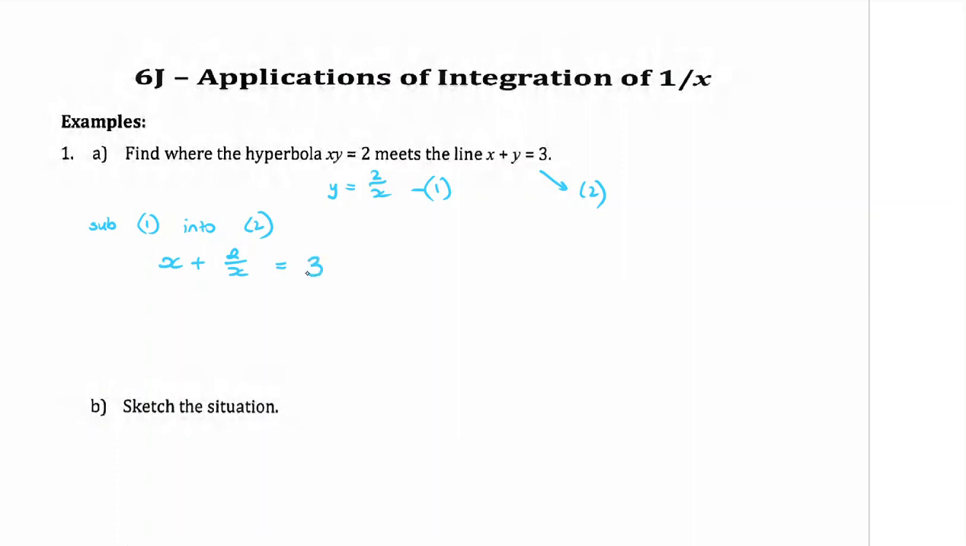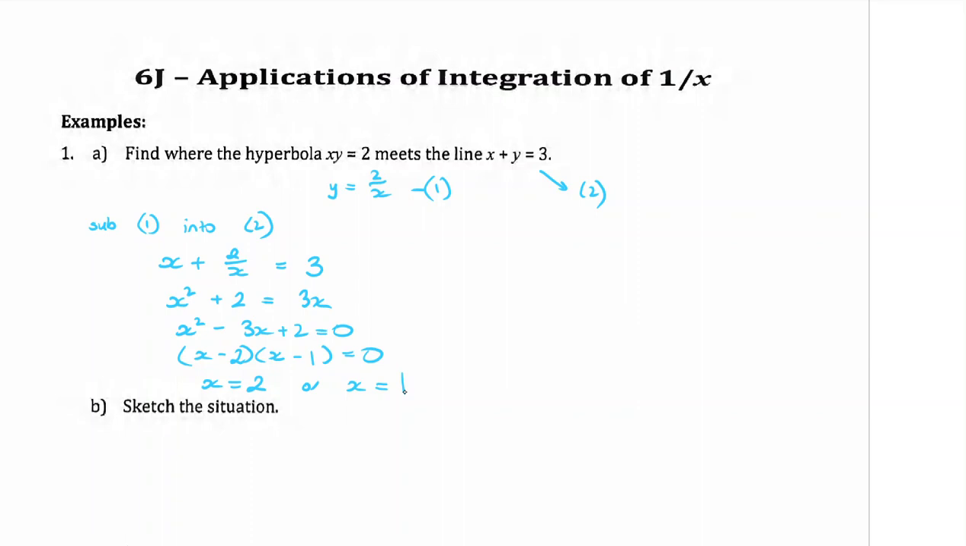What should I do first? Times by x. So it'll be x squared plus 2 equals 3x. Then move everything to the left. It's a quadratic. So we have x squared minus 3x plus 2 equals 0. I can factorize. What are my numbers? Minus 2 and minus 1. Okay, so null factor says x equals 2 or x equals 1.